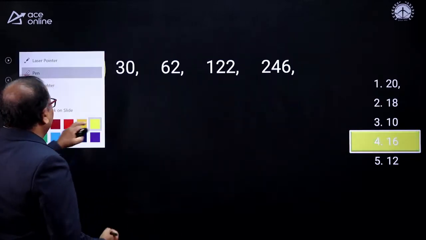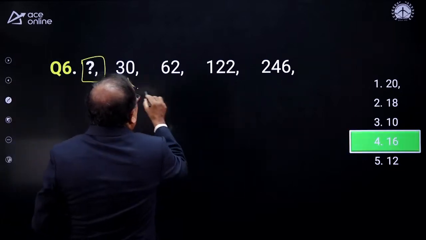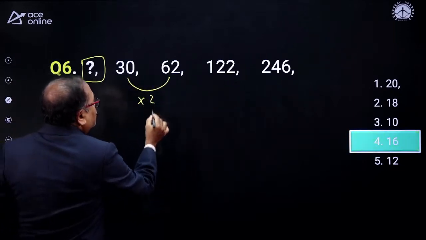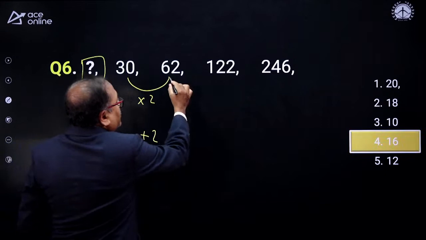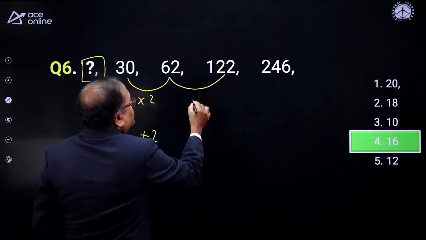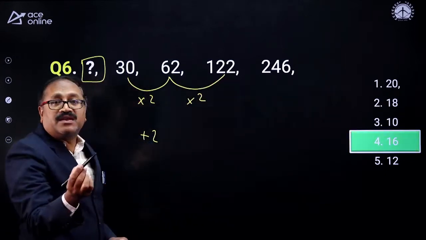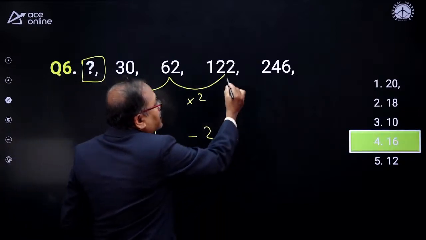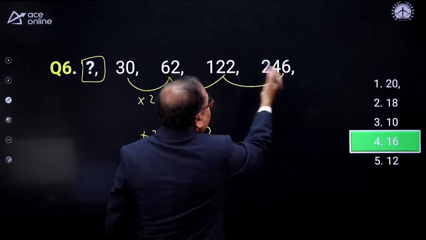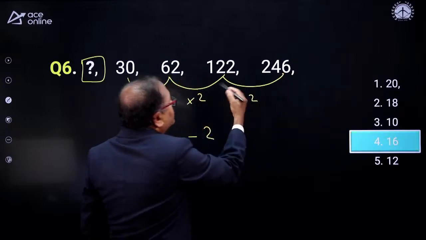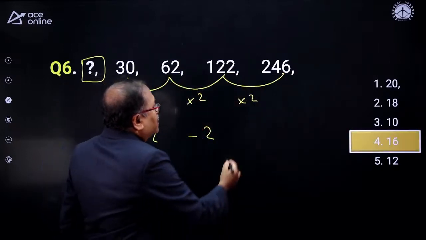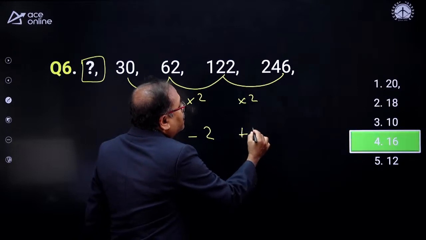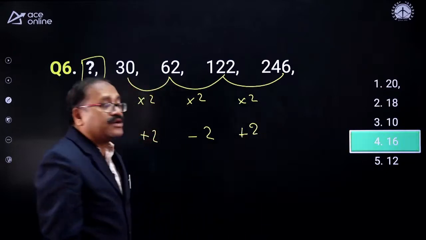Now, what did you understand here? From here to here, did you notice that it is into 2 plus 2? From here to here, it is 2 times. So, into 2 is 124 and minus 2. And from here to here, it's 2 times. Okay, then it is 144 and 244 plus 2, 246.